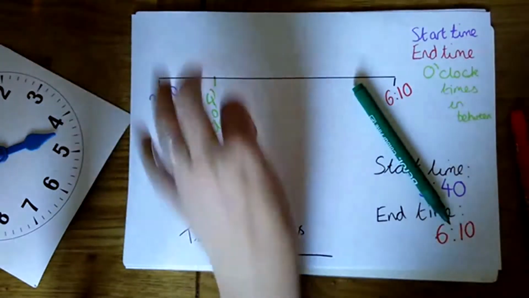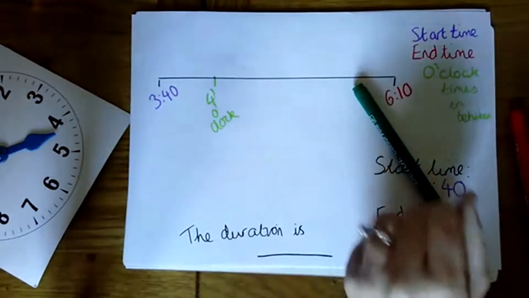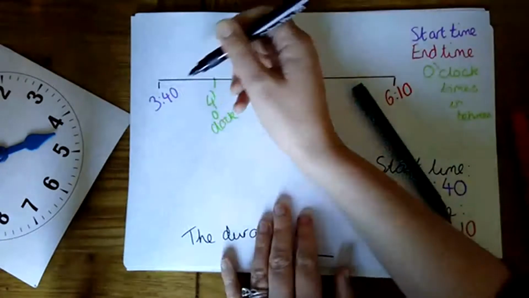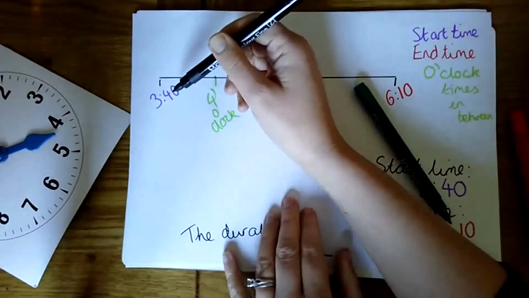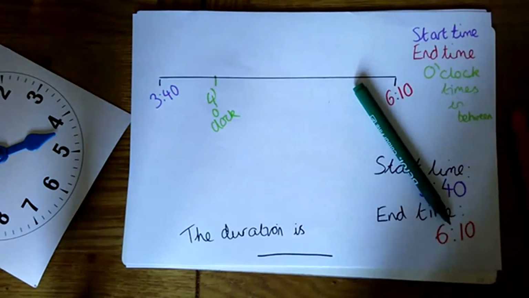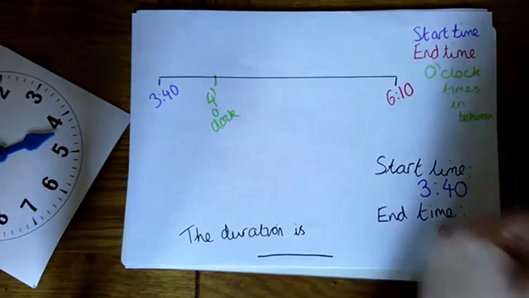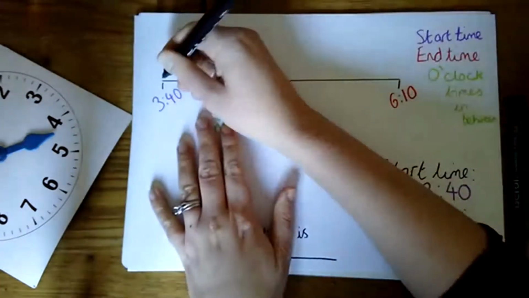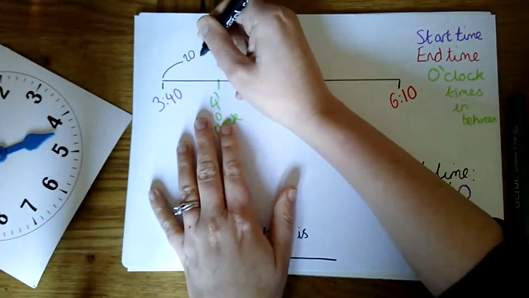You can work out the jumps individually. I like to do them all in one go, but let's just work it out individually. From 3:40 to 4 o'clock. Well, I know 3:40 is the same as 20 to 4, so that's 20 minutes.